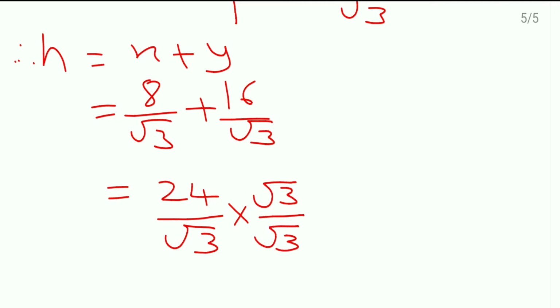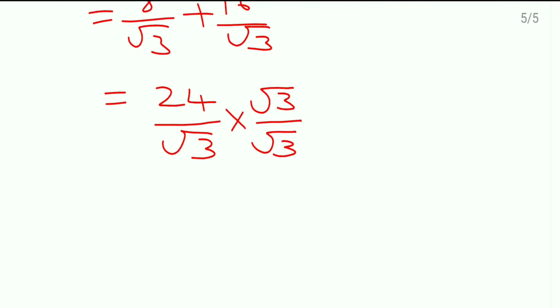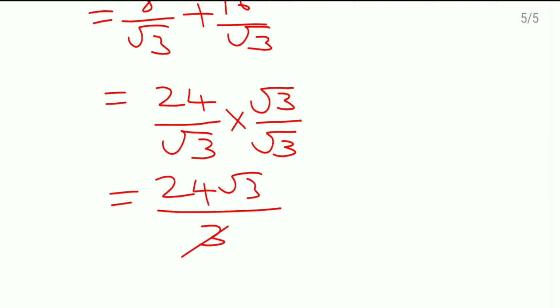Correct? Now you see 24 root 3 at the denominator, root 3 into root 3 it will become 3. So 3 eights are 24, so here 8 root 3. Therefore, finally we'll write down height of the tree is 8 root 3 meter.